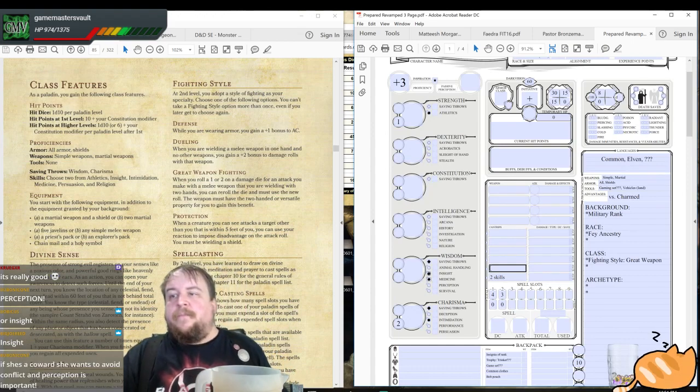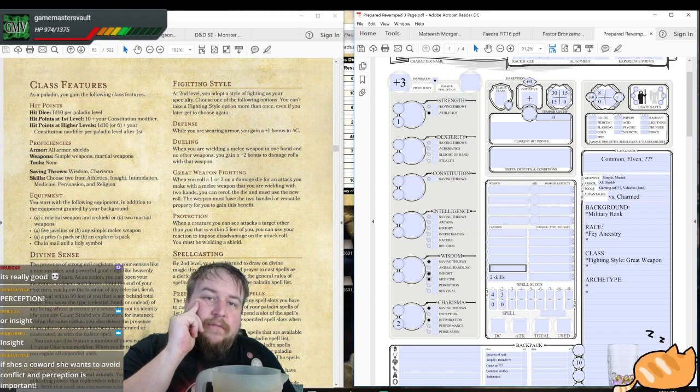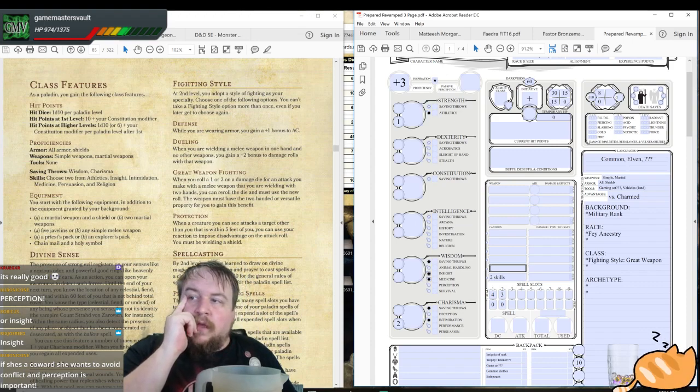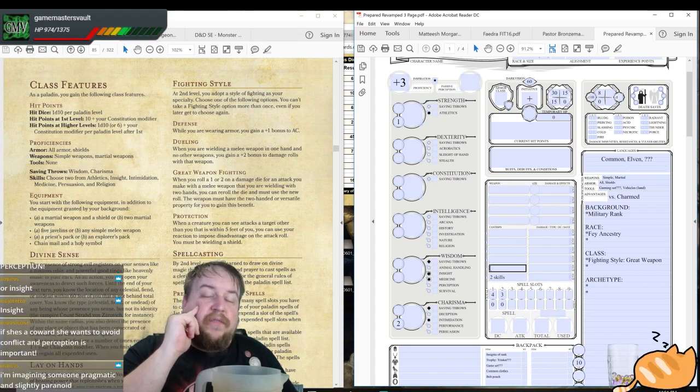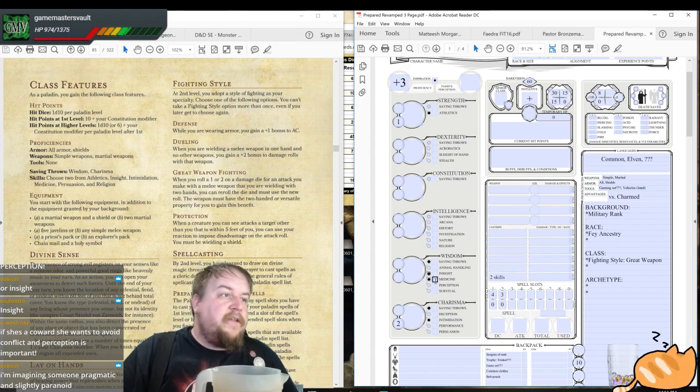Okay. Now we get 2 more skills for her being a half-elf. We could give her Perception, Bubonic. We could do Perception through half-elf. I'm imagining someone pragmatic and slightly paranoid.